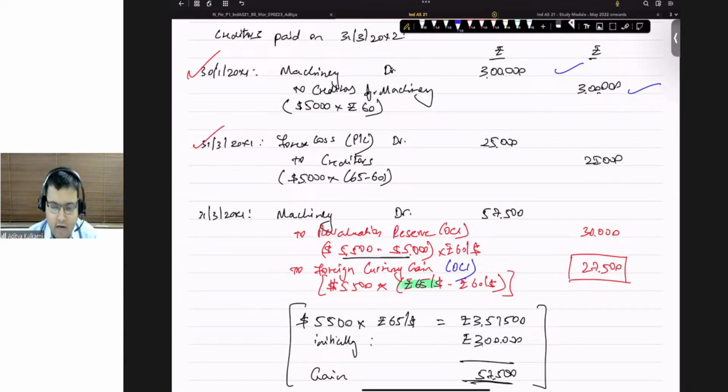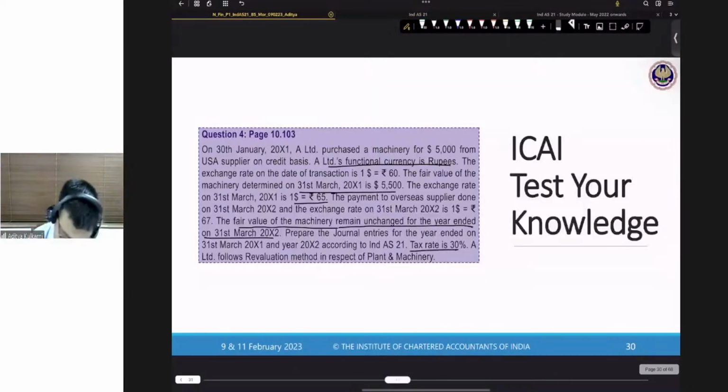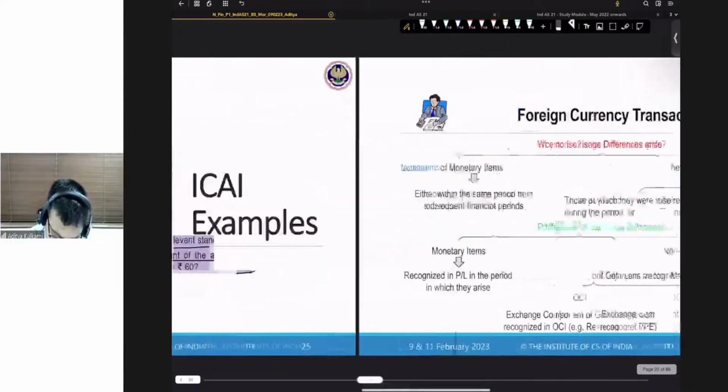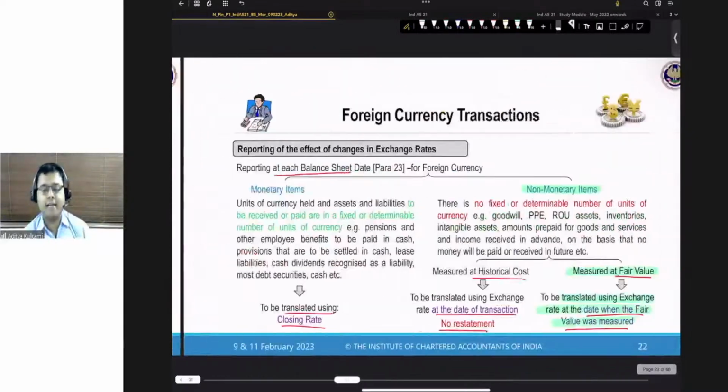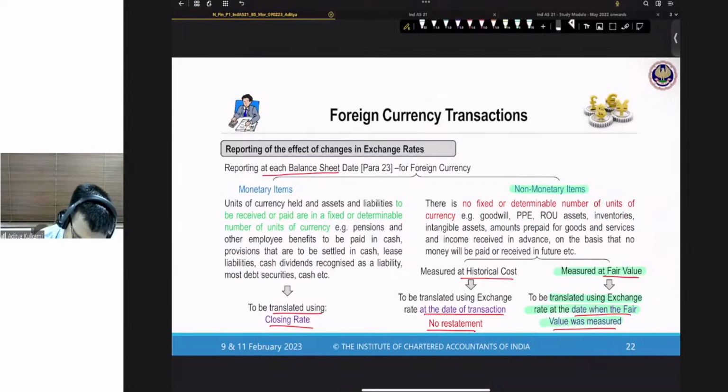So is it okay till now? Yes. I cannot record 57,500 entirely here, because I want to see the breakup. So 57,500 is split into 30,000 on account of revaluation, 27,500 on account of foreign currency fluctuation. Okay, I am following the principles of non-monetary item translations, which are measured at fair value. Okay, so this is the first part.